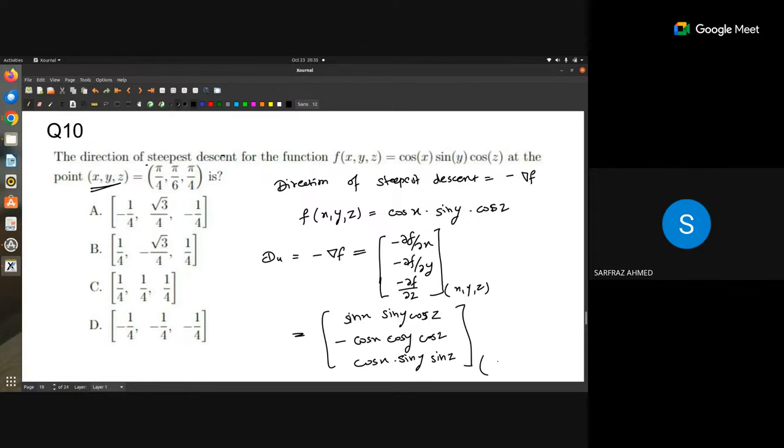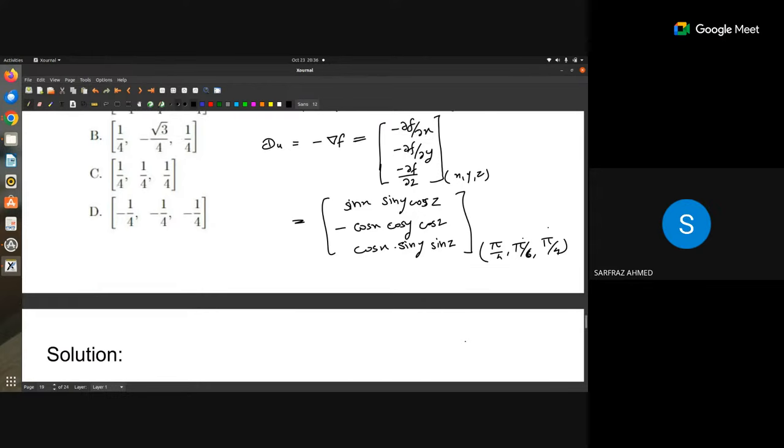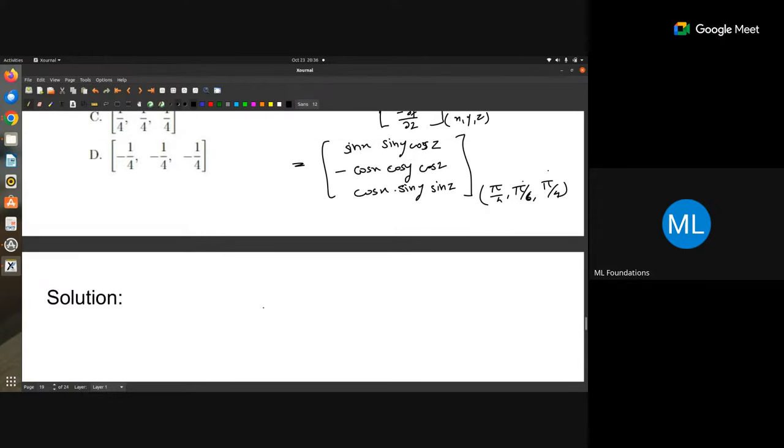Yes, it's correct. Okay, and at points pi by 4, pi by 6, and pi by 4. So pi by 4 is 45 degrees, pi by 6 is 30 degrees, and pi by 4 is 45 degrees. So if I just do the calculations, sin 45 is how much? 1 by root 2. Sin 30 is how much? 1 by 2. Into cos 45, which is 1 by root 2. So it's 1 by 4. Here it's minus of cos 45, 1 by root 2, cos 30, root 3 by 2.